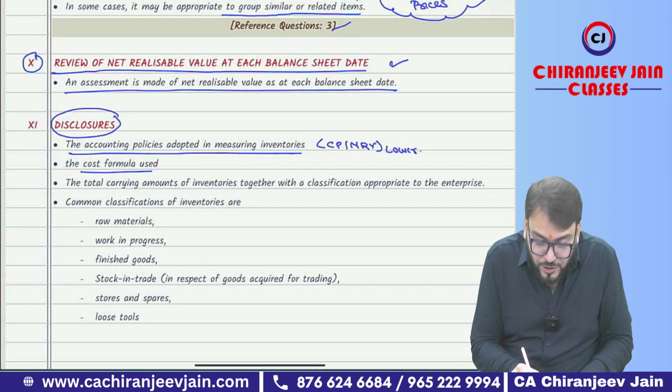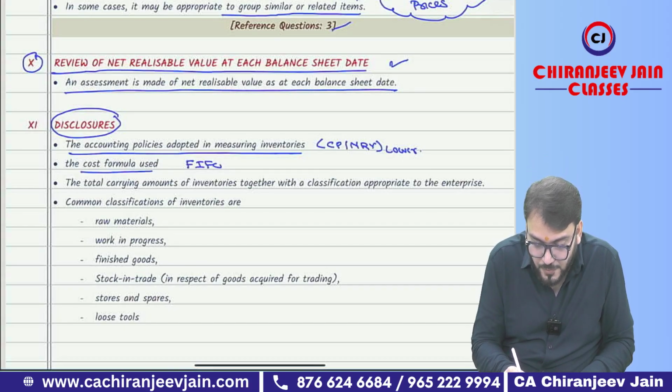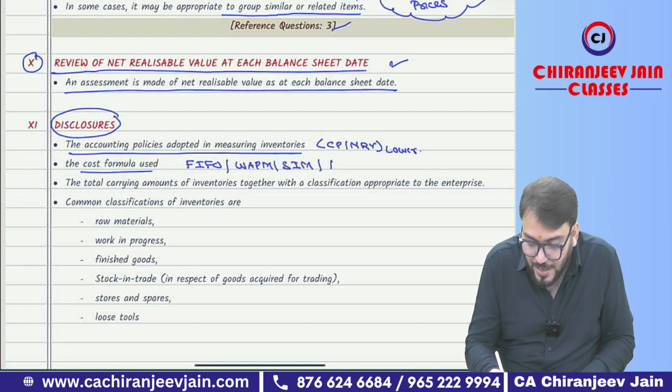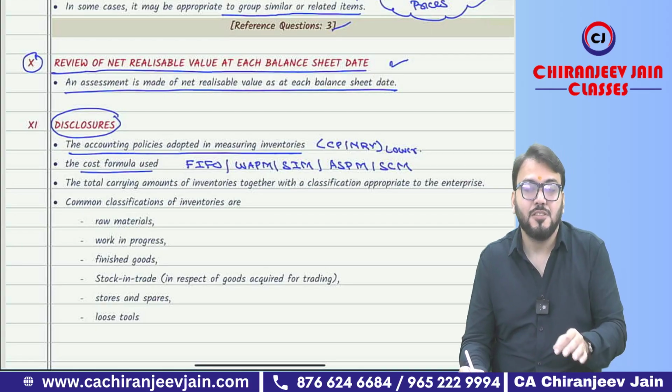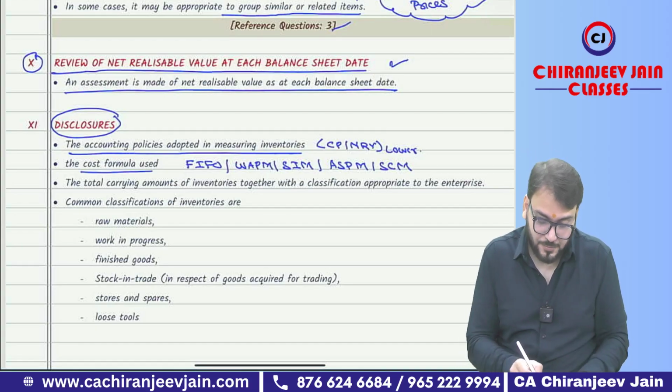Cost formula used: which cost formula you have used, whether you have used FIFO or weighted average price method or specific identification method or adjusted selling price method or standard costing method, whatever you have used, that you need to mention.